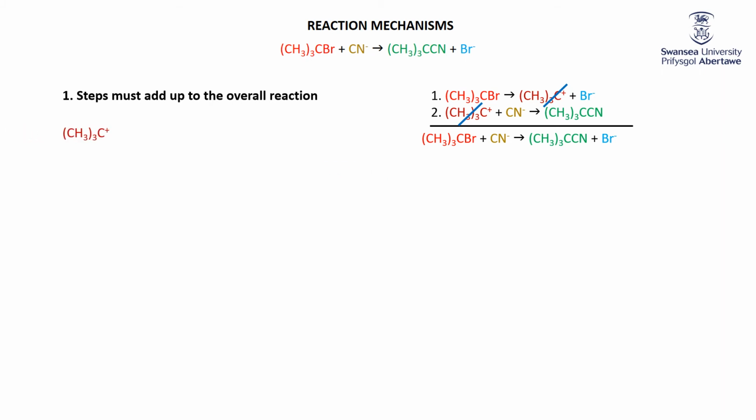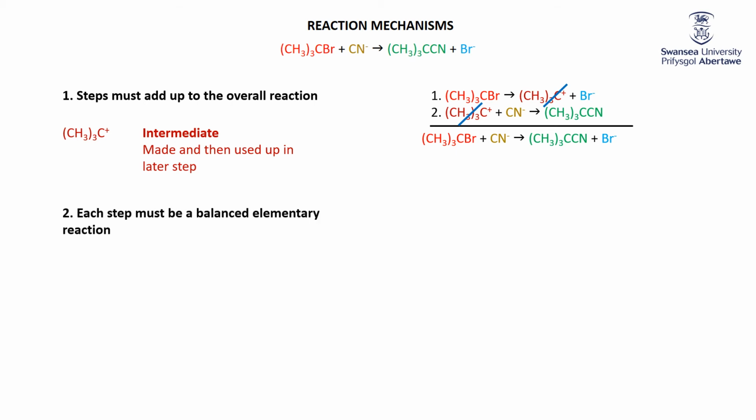Now that (CH3)3C+ is called an intermediate. An intermediate is something in a reaction mechanism that is made and then used up in a later step. So in other words, it's a product of one step, a reactant in the second step.